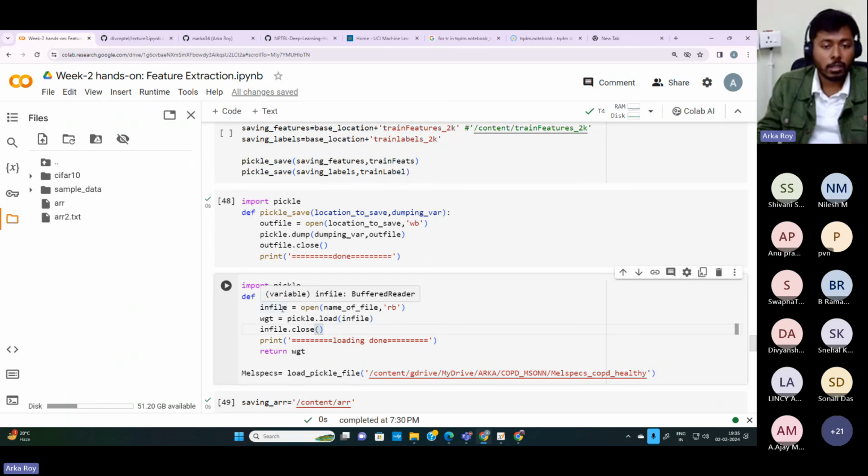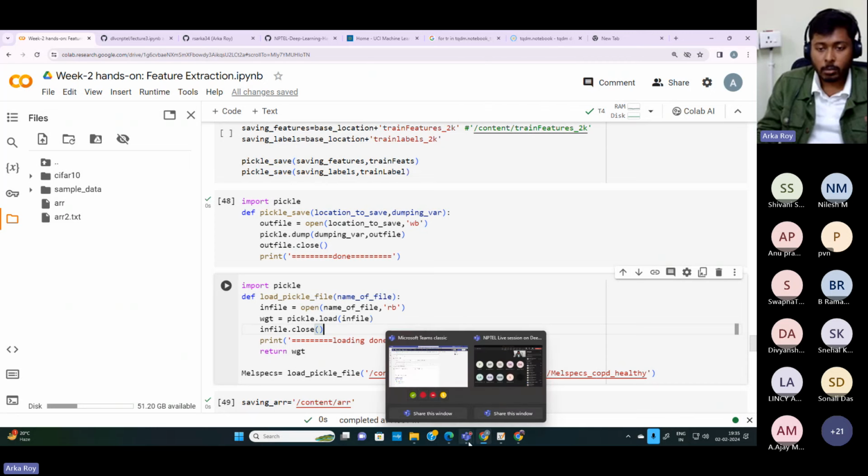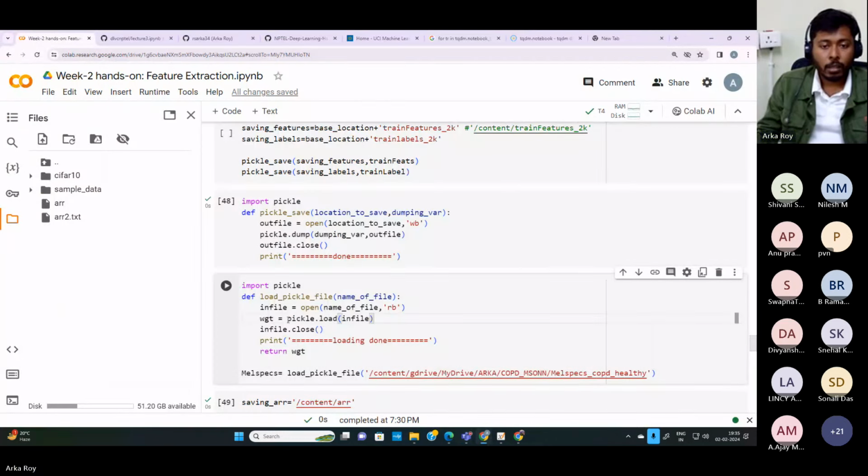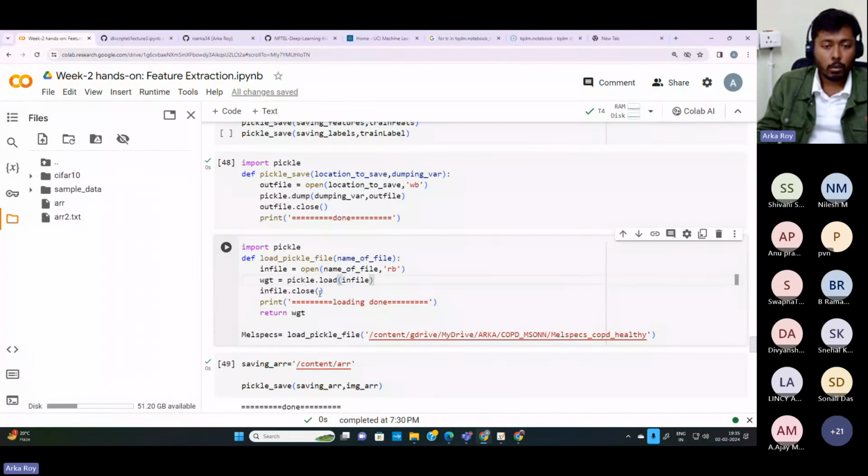That means a reading operation. So over here, in file is equal to open, then the file name, and RB is the operation. Then I am storing it in the variable WGT and writing pickle.load. That is what I was telling, that you need to use pickle.load. Then in file close, that means it is closed already. And then loading is done, just to show you that yes, loading has been completed.